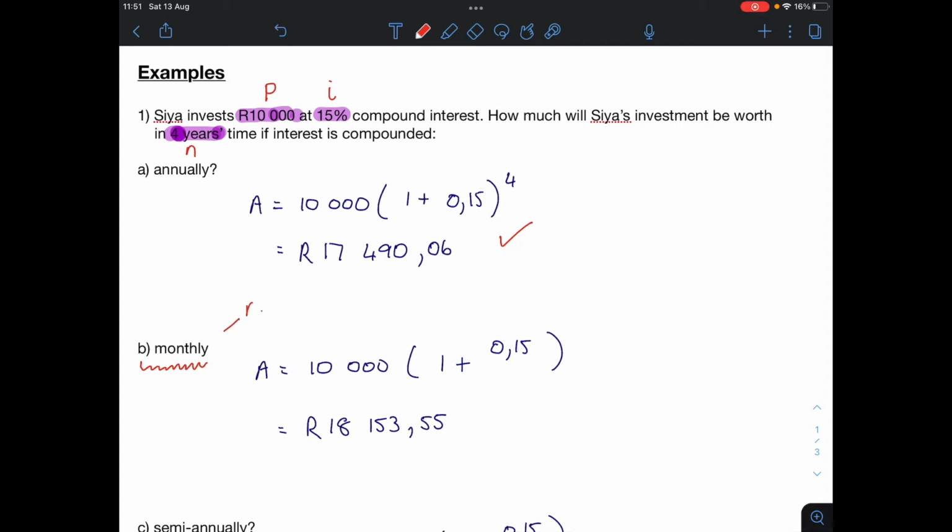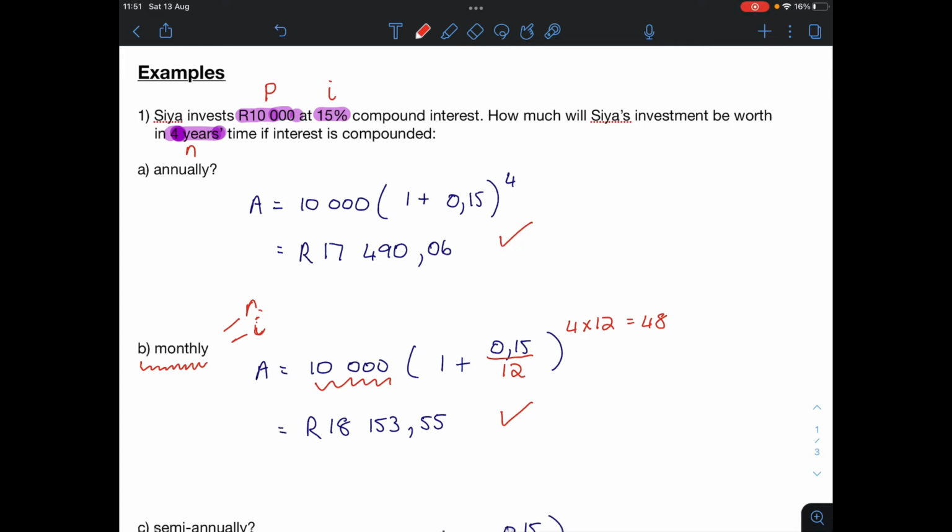Remember, the N is going to change, and so is the I. Both of those are going to change. So now, once again, our investment is still 10,000. The interest rate is 0.15, but if it's compounded monthly, it's got to be split up per annum over the 12 months, so it's divided by 12. And if it's still for 4 years, remember, it's 4 years times 12 times each year, which gives us 48. And if we work that on a calculator, it comes to 18,153.55.